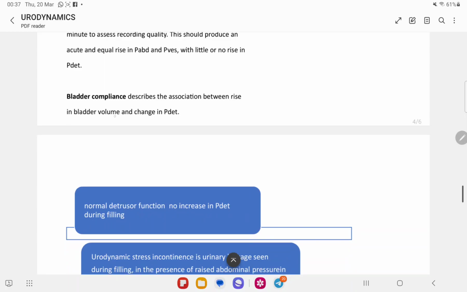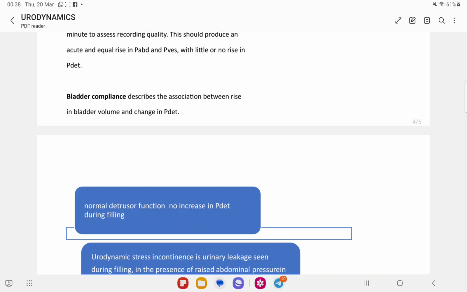Bladder compliance is another term you should be aware of. It is the association between the rise in the bladder volume and the change in the detrusor pressure. Normally, if the bladder is compliant, it means it is storing a lot of urine, right? Normal compliance is when we see the maximum cystometric capacity up to 500 to 550. But if it is storing more than the normal amount of urine, it means there is something wrong with the detrusor. With more than the normal amount of urine, still it is not contracting.